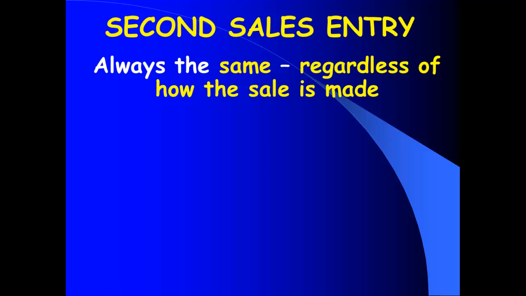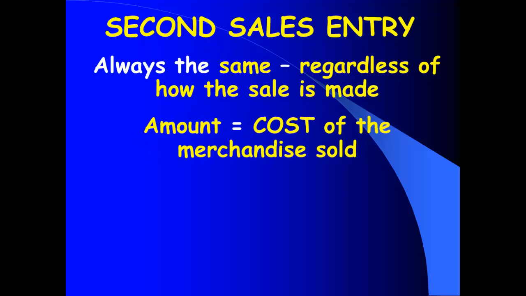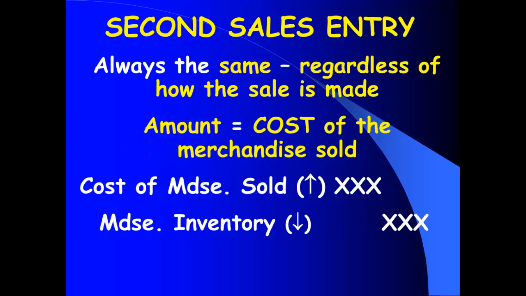My second journal entry is to update my inventory. What happens to my inventory when I sell it? It goes down. Part of it's gone. Inventory is an asset. Assets go down with a credit. My credit goes to merchandise inventory. My debit goes to a new account called cost of merchandise sold.